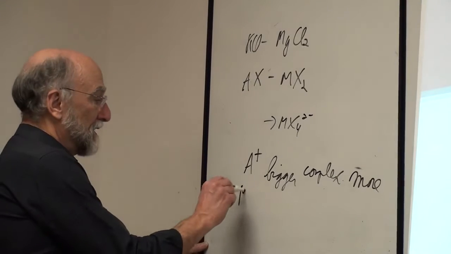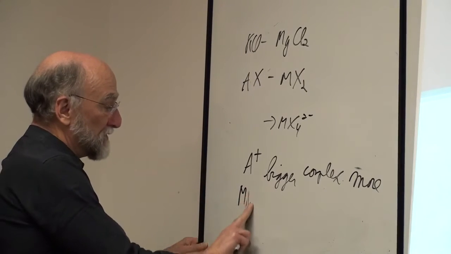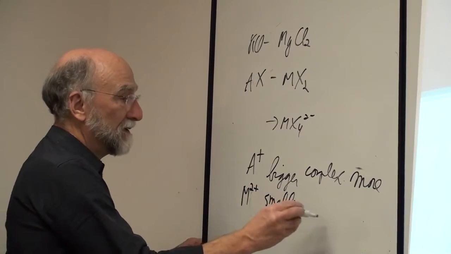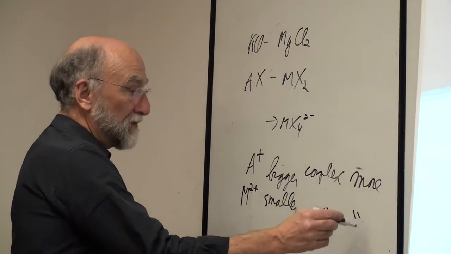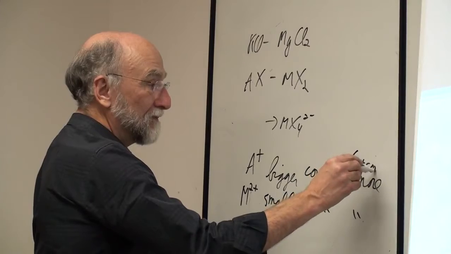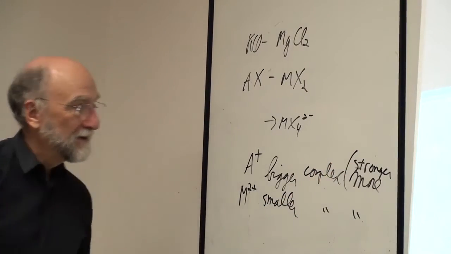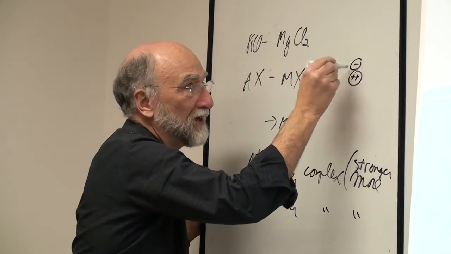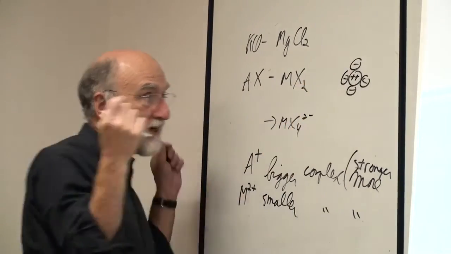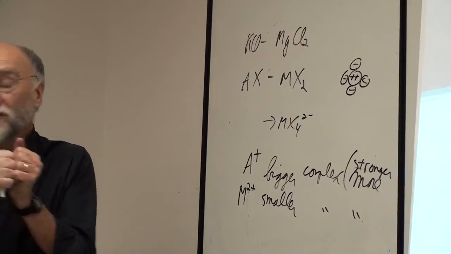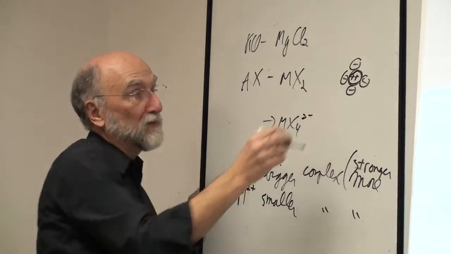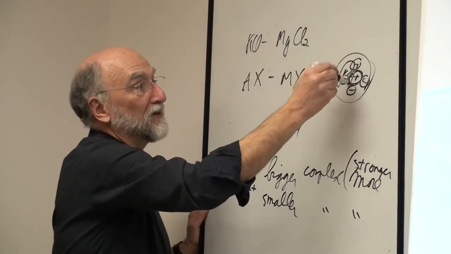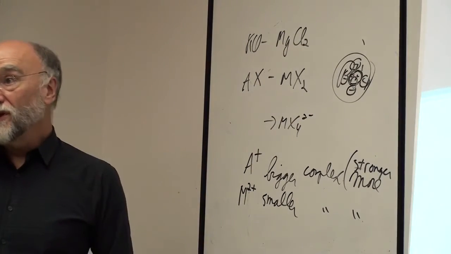As M2 plus becomes smaller, the complexing becomes stronger. If you've got a little tiny M2 plus, it pulls the chlorines in very tightly around it and forms a very strong complex. So if you've got something small like beryllium, you get a really strong complex. If you've got something big like lead in the center, it forms a weak complex.